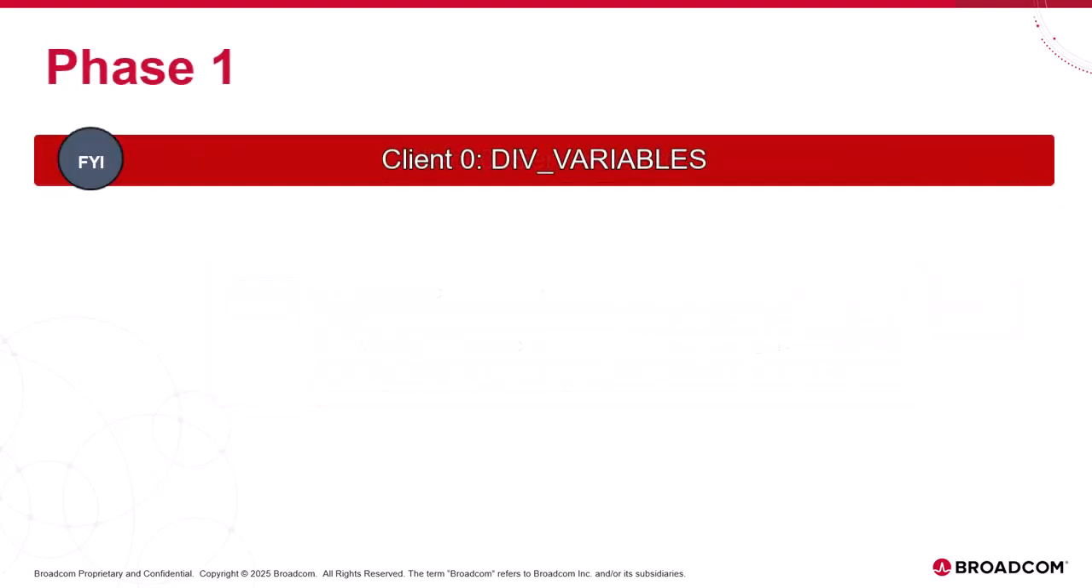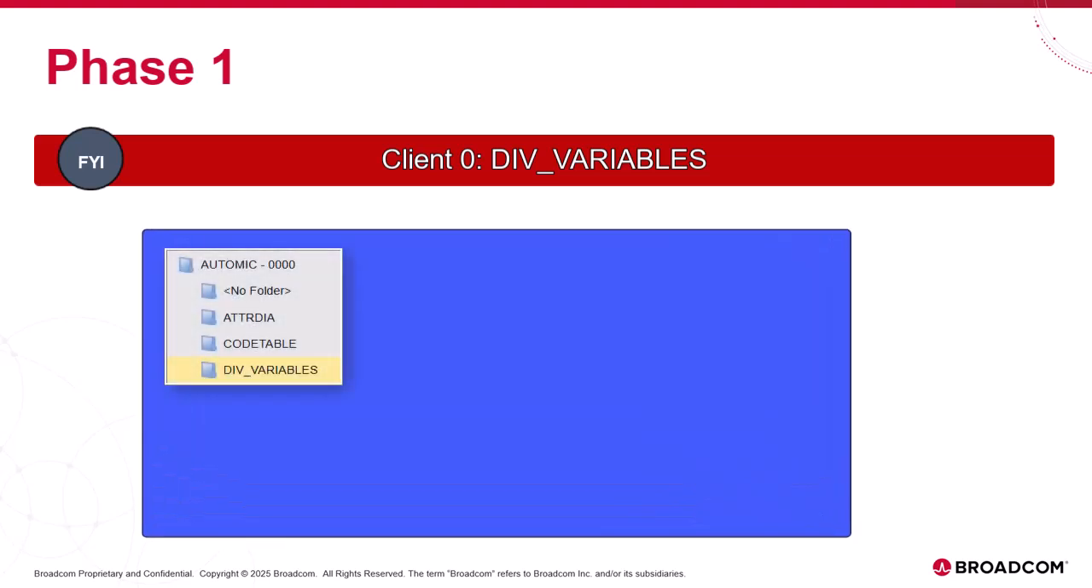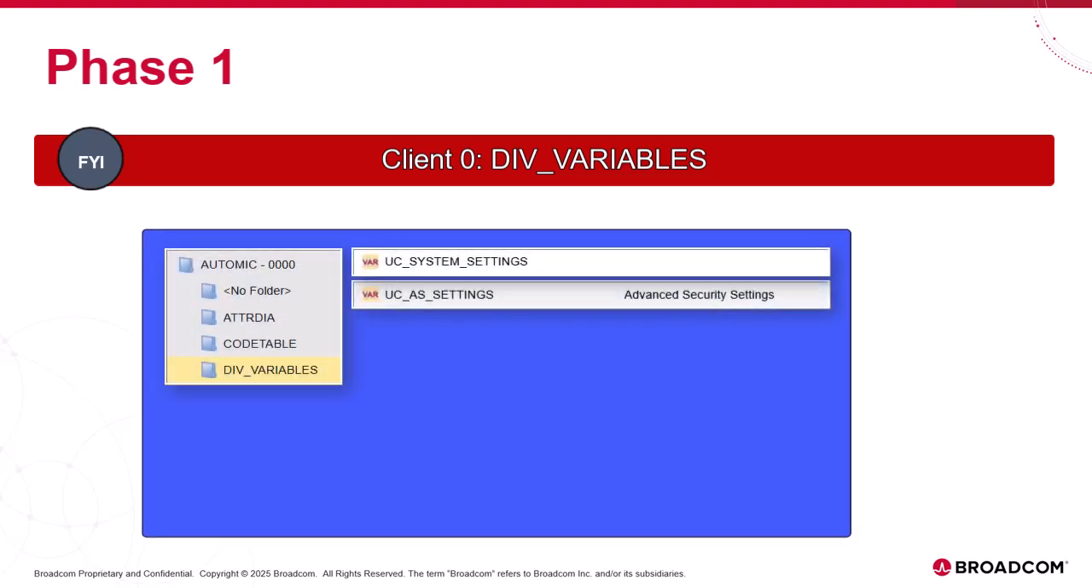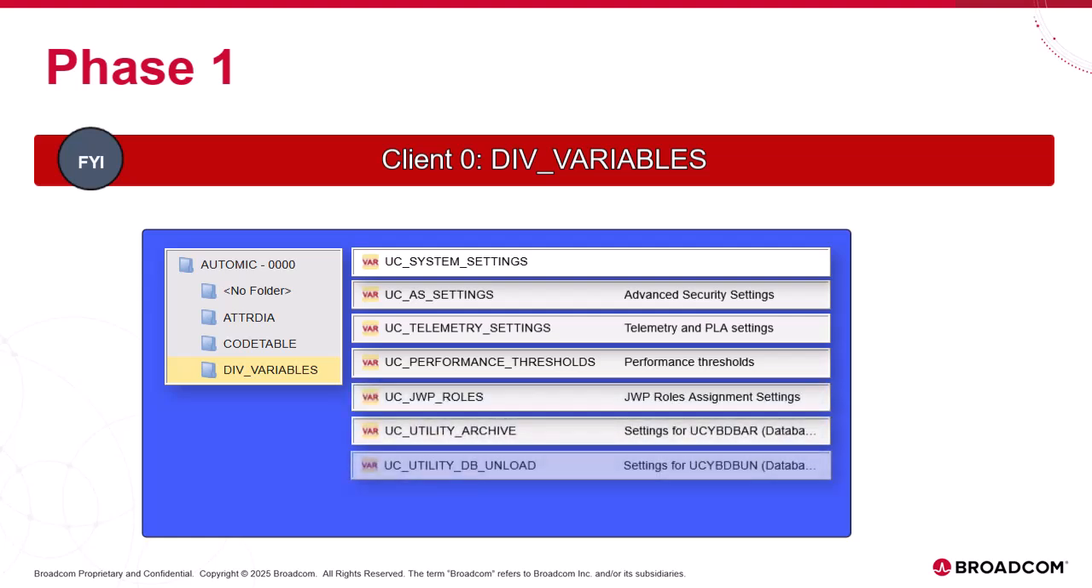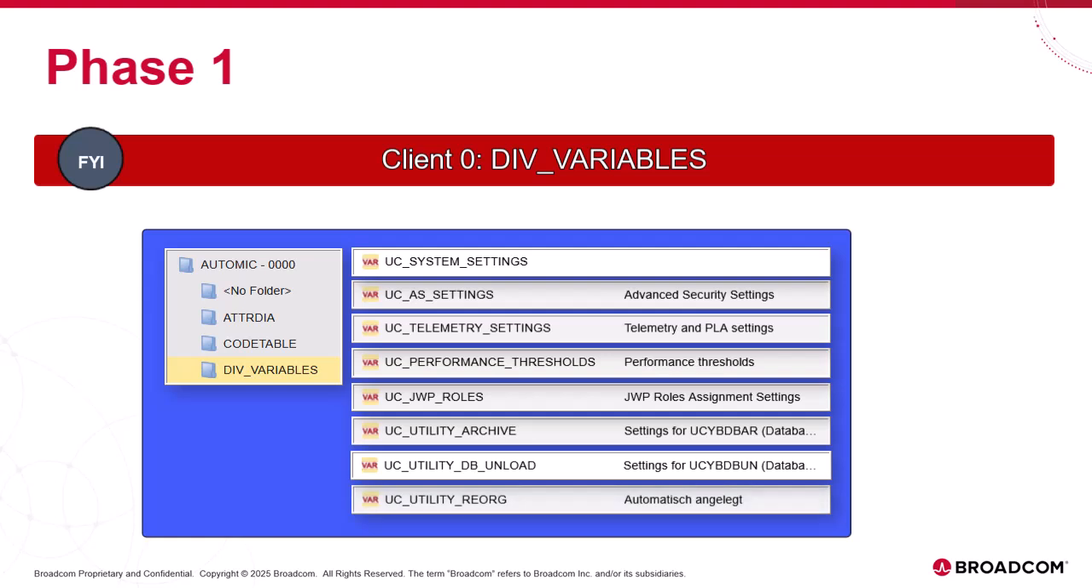A number of admin variables cannot be modified. Some of these, like UC system settings and AS settings, are self-evident. You should be aware of the others. Telemetry settings, performance thresholds, JWP roles, utility archives, utility DB unload, and utility reorg. Please submit service requests by opening a support ticket through the Broadcom support portal to make any sort of change to any of these.